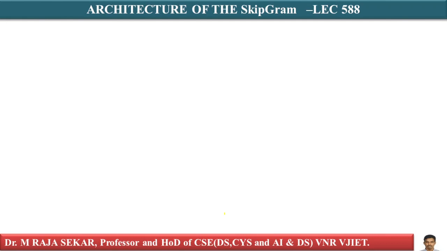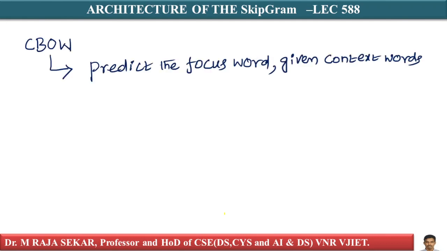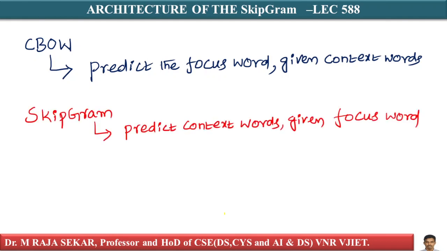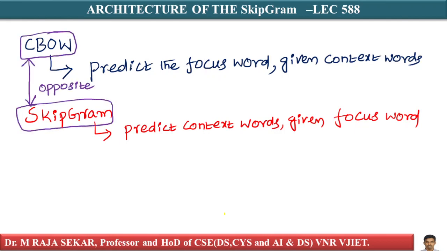In CBOW, which we have seen in the previous lecture, we are trying to predict the focus word given context words. That's what we are trying to do. In SKIPGRAM, we will just do the opposite. We will try to predict context words given focus word. This is exactly the opposite task.